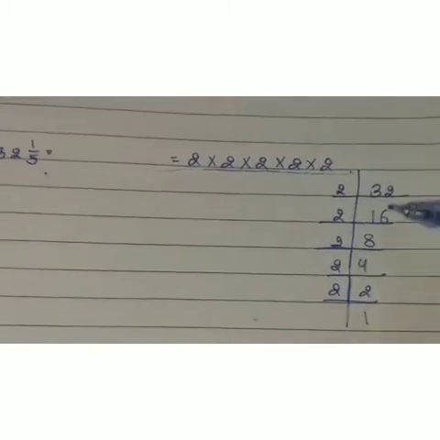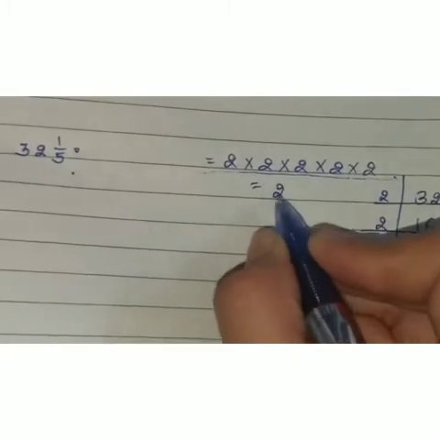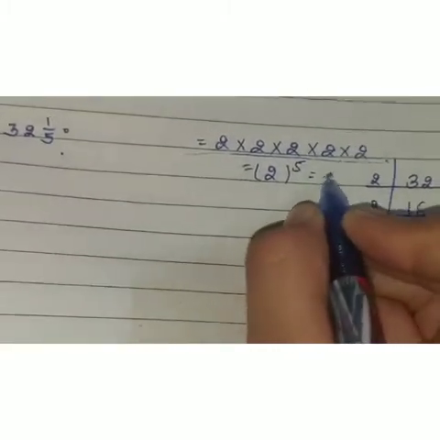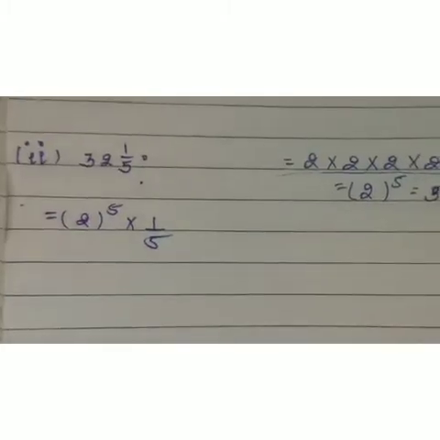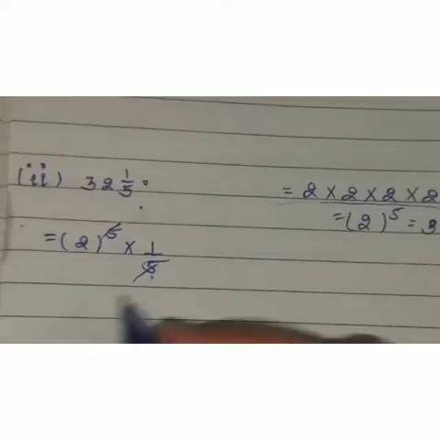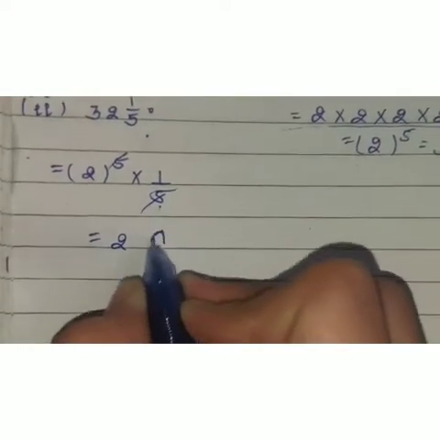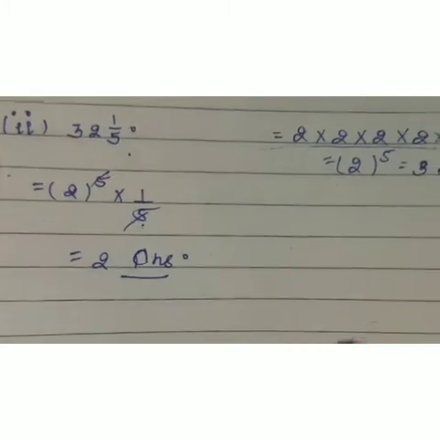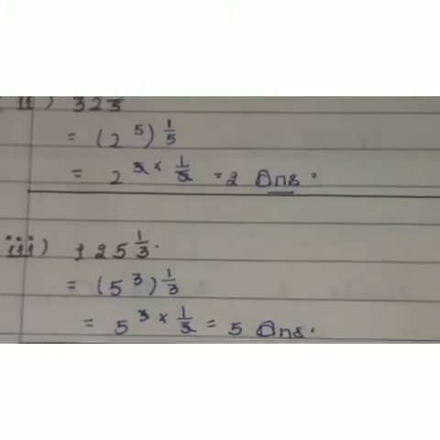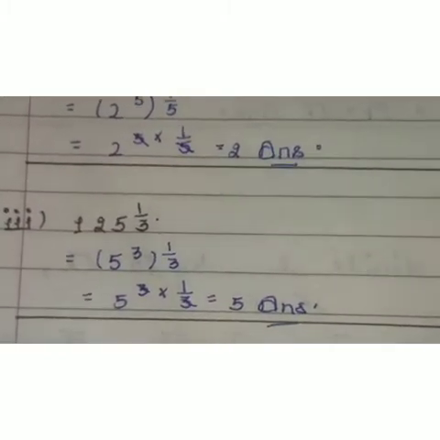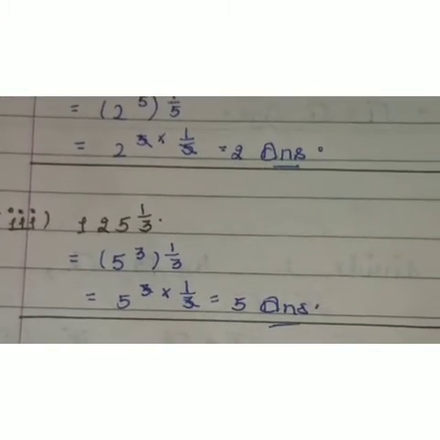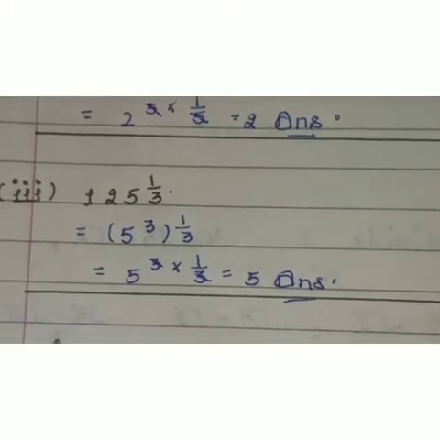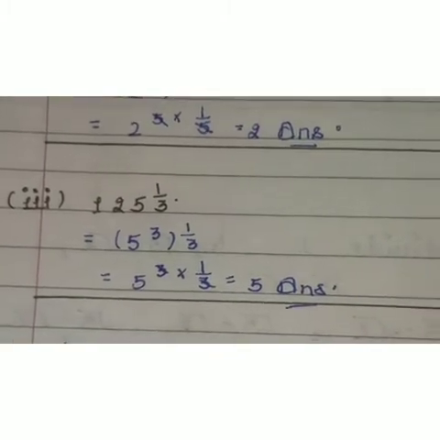Now putting the value of 2 to the power 5 is equal to 32 in this question, so we will write it in this form. Now 5 cancels by 5 and we are left with 2 as our answer. Moving to third part now. This is the third part, as 5 into 5 into 5, that is 5 cube, is equal to 125, to the power 1 by 3. So 3 and 3 cancels and we are left with 5 as our answer.